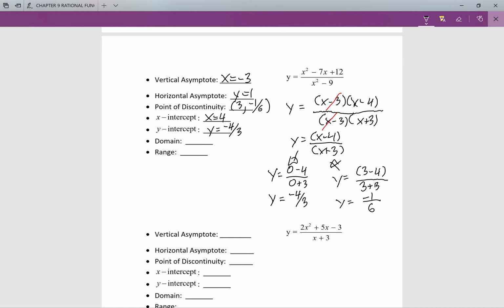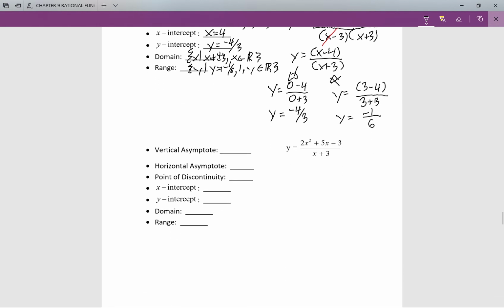From there, for my domain, I have to look at which values I cannot have with x, and the values that I cannot have with x are when x equals negative 3 and when x equals positive 3. So x does not equal plus or minus 3, and we know that x is in the set of real numbers. My range is going to exclude the values that y cannot equal. So y cannot equal negative 1 over 6, nor can it equal 1. And again, y is in the set of real numbers.